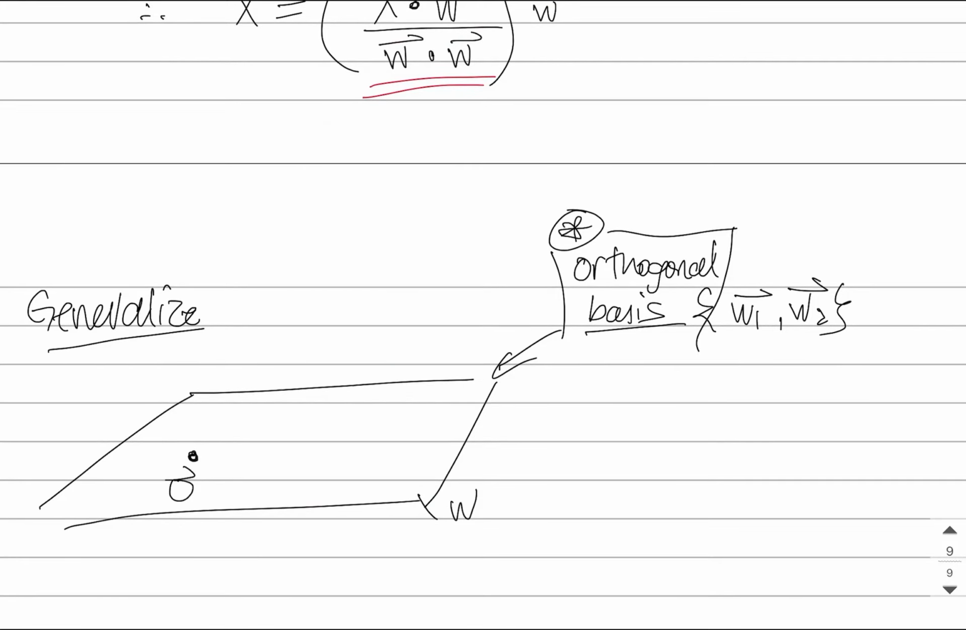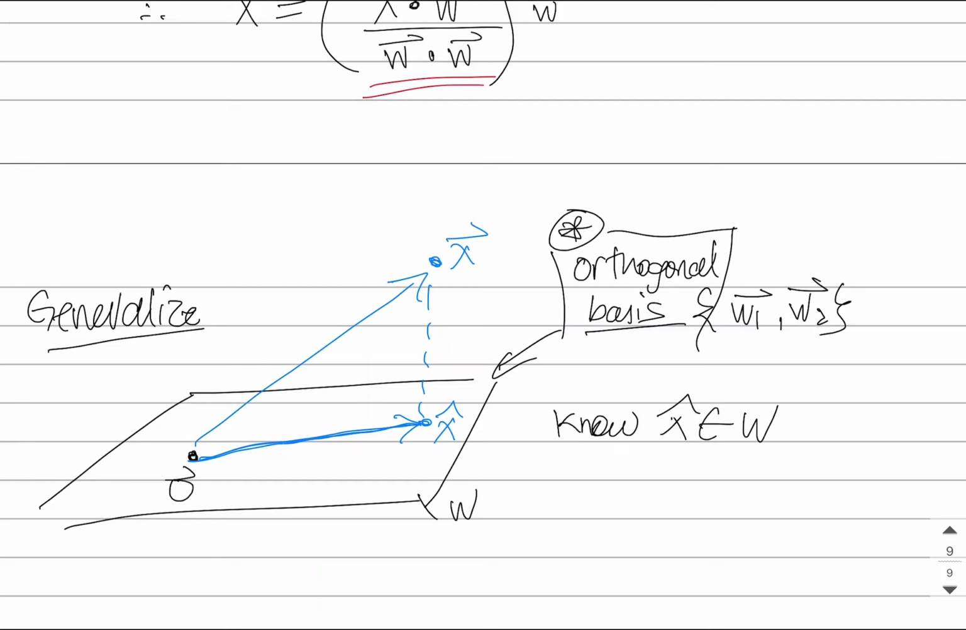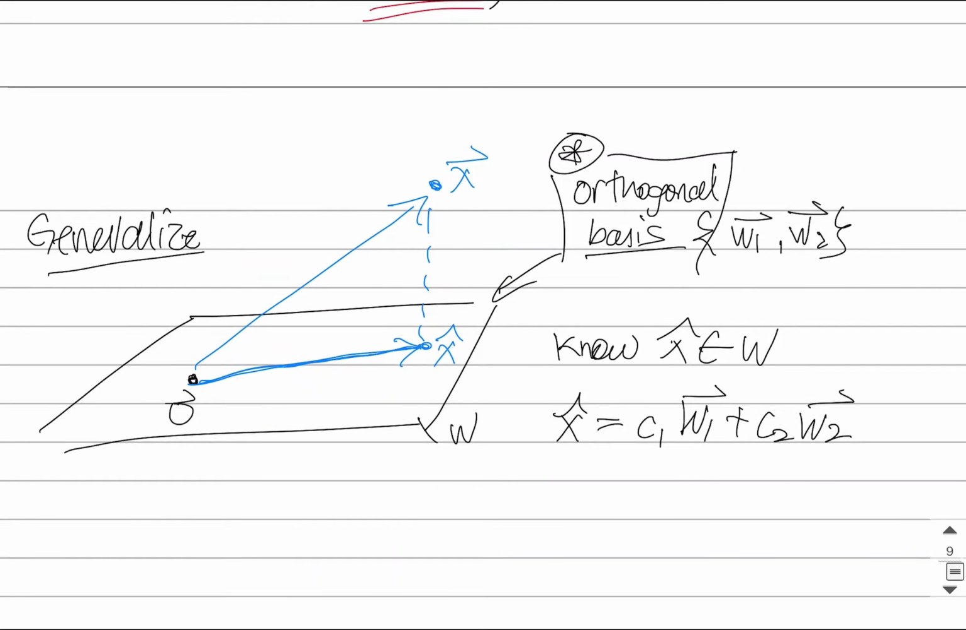I'm going to take a vector that is not in the plane. By my discussion from earlier, I know that the vector in the plane that is closest to it is this thing x hat. So I know that x hat lives in the plane. That means it has to be a linear combination of the two basis vectors in the plane. That's the key idea.